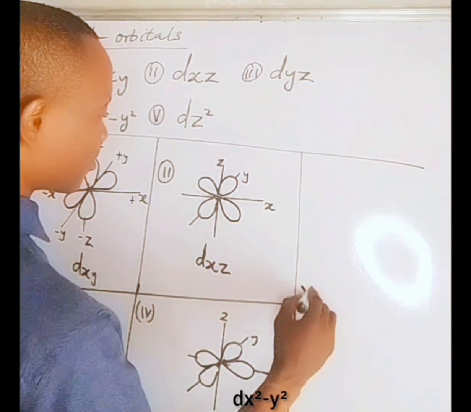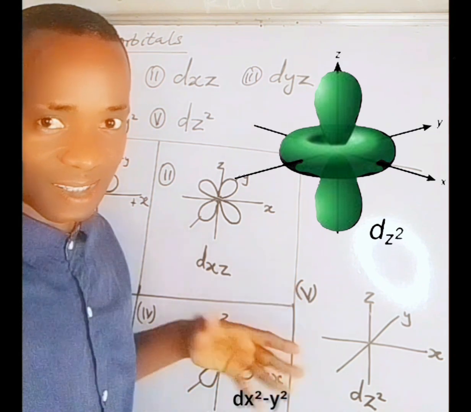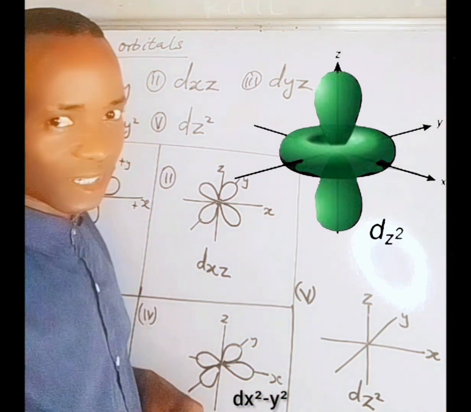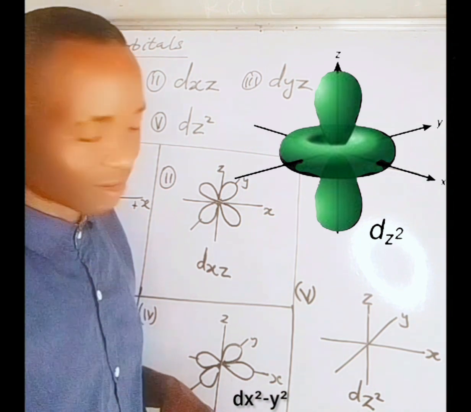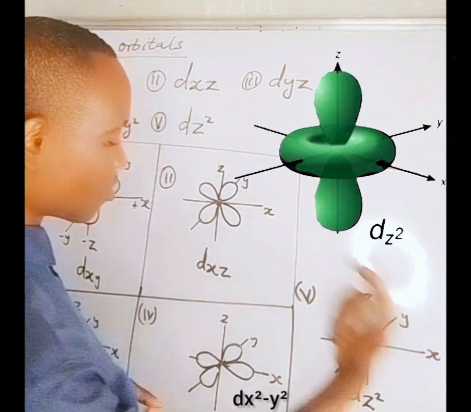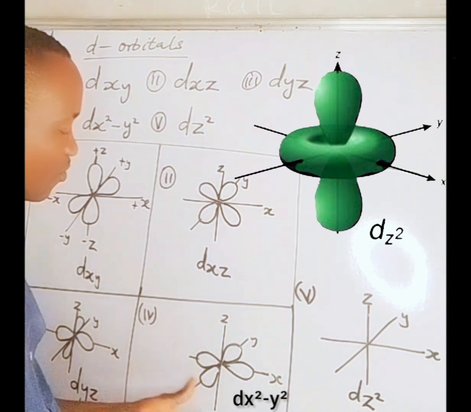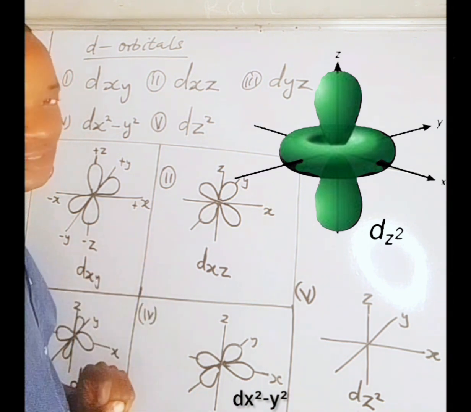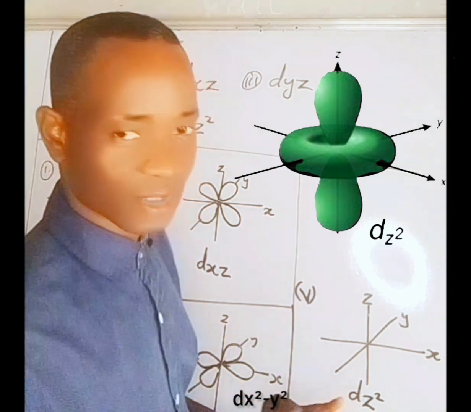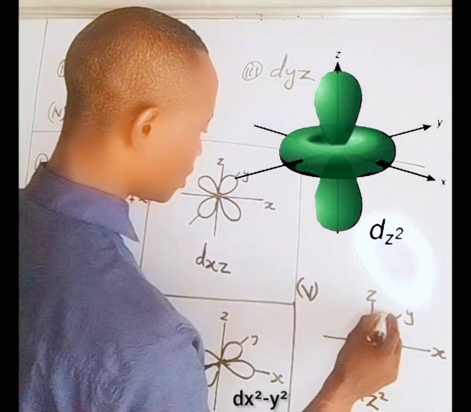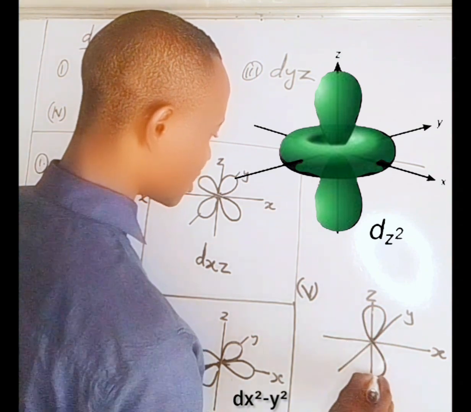Okay, number 5. This particular orbital actually has a different logic because it does not contain 2 letters. It only has 1 letter, z. Now, we are going to borrow a logic from here that says that once a letter is squared, you put the dumbbell on the axis of that letter. Here, z is squared. We are going to put the dumbbell on z. We put a dumbbell shape on z axis.